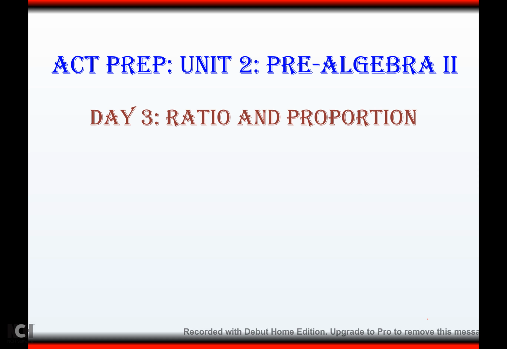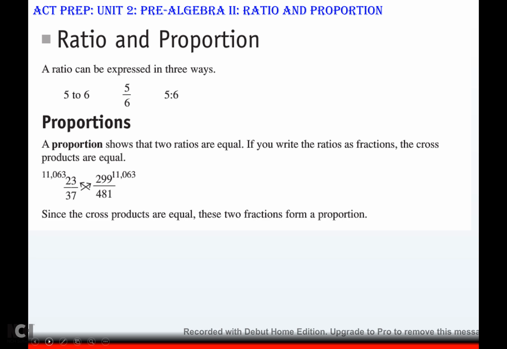All right, we are on day 3 of ACT Prep, Unit 2, Pre-Algebra 2 topics, and today we're talking about ratio and proportion. A ratio can be expressed in 3 ways. You can express it in words, 5 to 6. You can express it as a fraction, 5/6, or you can write it with a colon in between, 5:6, which means 5/6. A proportion shows that 2 ratios are equal.